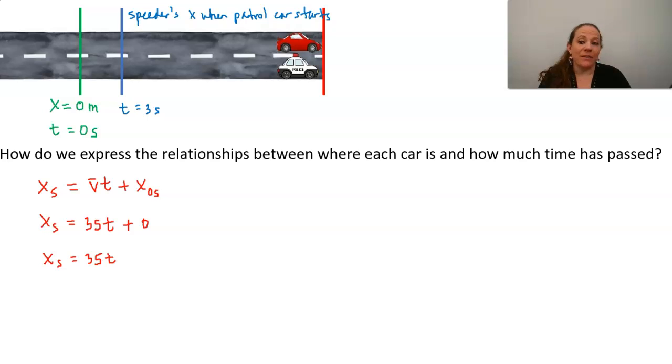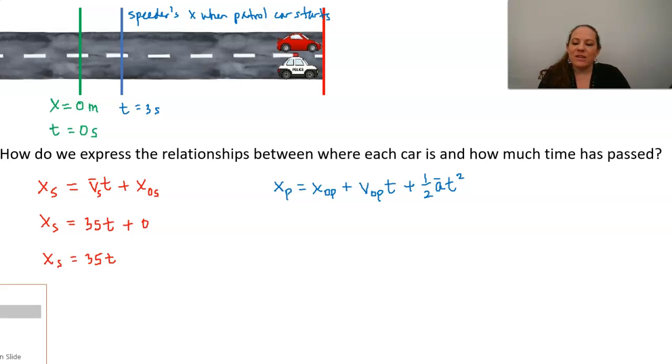Our patrol car, on the other hand, is going to need the equation for the uniform acceleration position-time relationship, which is going to be the initial position of the patrol car, plus the patrol car's initial velocity times time, plus 1/2 times the patrol car's acceleration times time squared. I should have marked that v for the speeder, so I will come back over here and mark that Vs for the speeder.